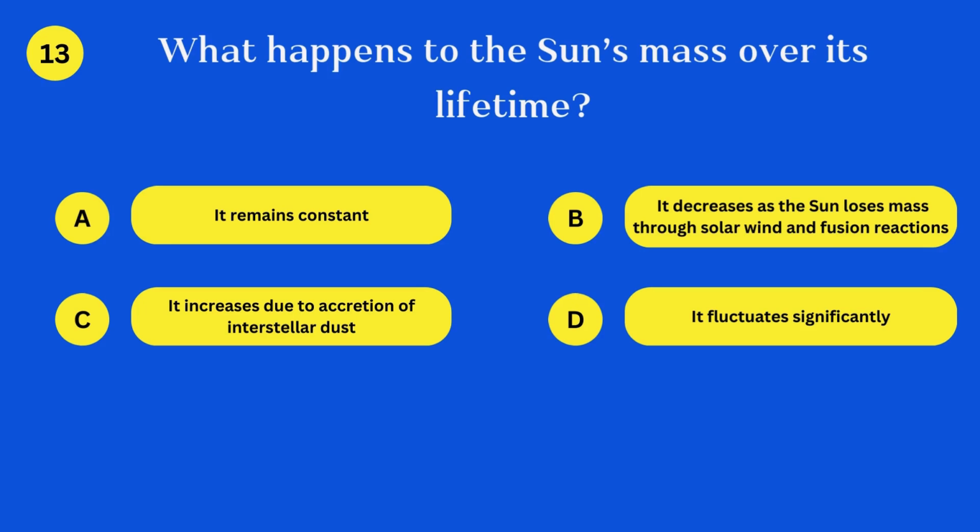It decreases as the sun loses mass through solar wind and fusion reactions. C. It increases due to accretion of interstellar dust. D. It fluctuates significantly. Answer is B. It decreases as the sun loses mass through solar wind and fusion reactions.